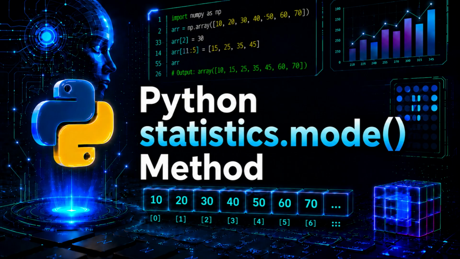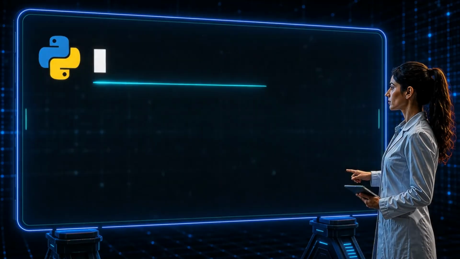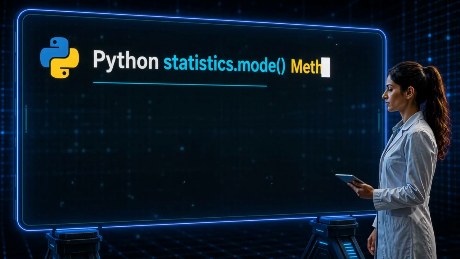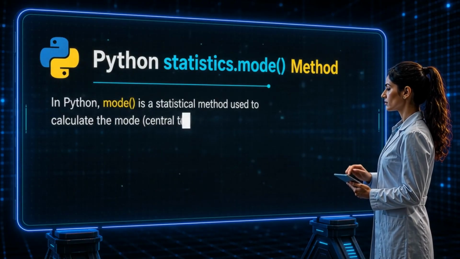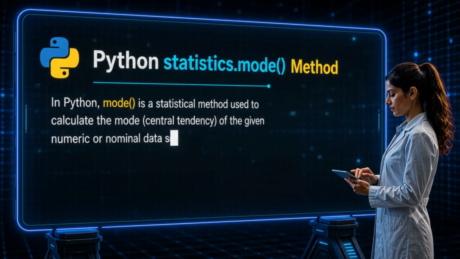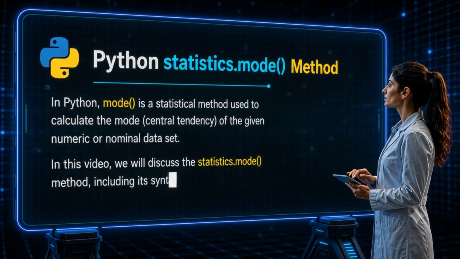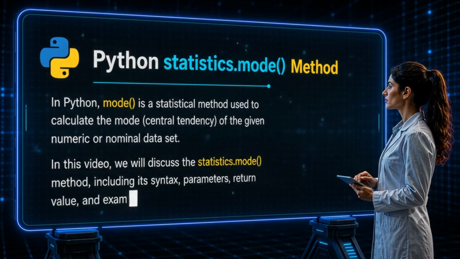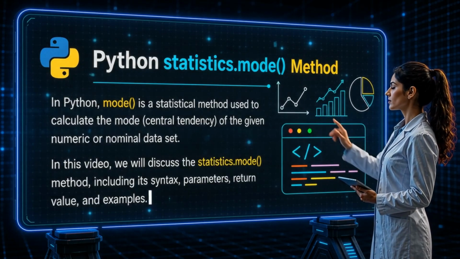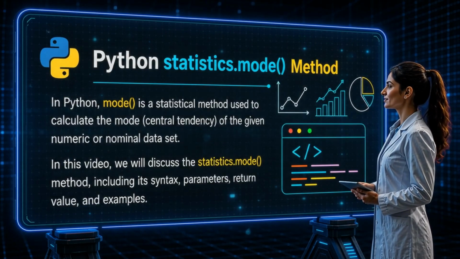Let's create something amazing. Python statistics mode method. In Python, mode is a statistical method used to calculate the mode, central tendency, of the given numeric or nominal data set. In this video, we will discuss the statistics.mode method, including its syntax, parameters, return value, and examples.